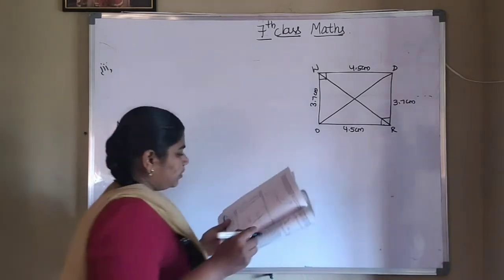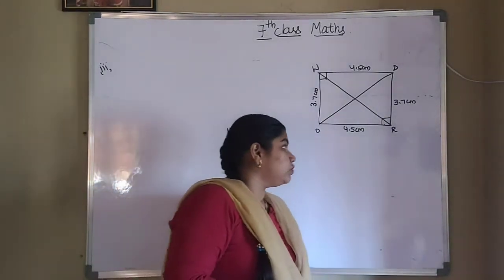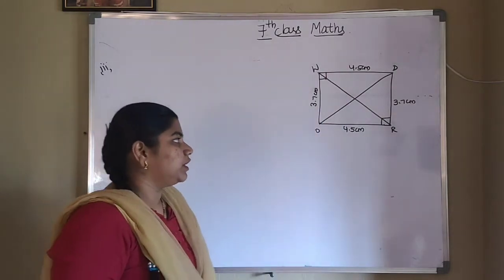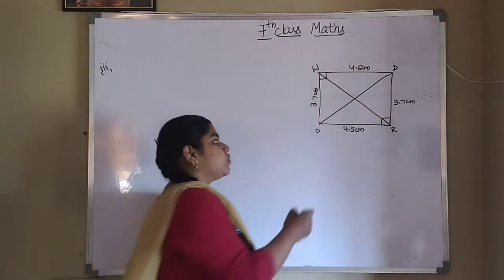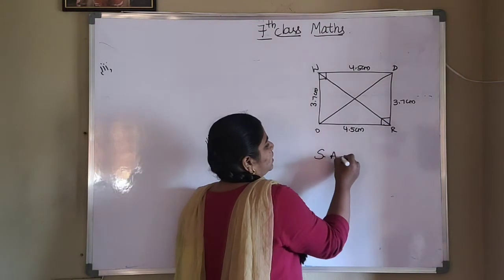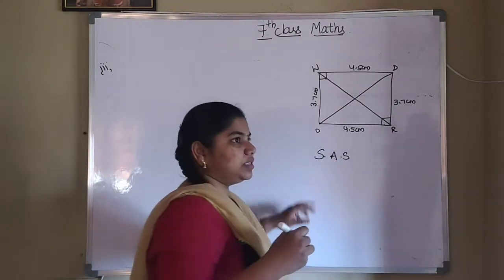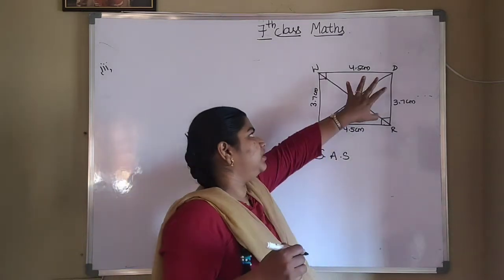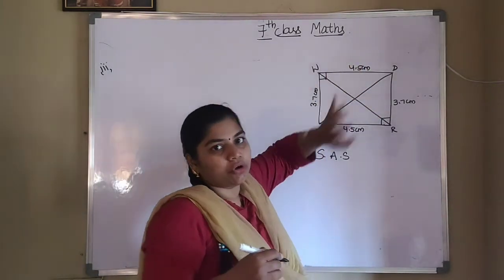So this is a figure. Whether these two triangles in this figure are congruent or not, we have to check. In which congruency are we applying? SAS congruency. What is that congruency? SAS congruency, that is side, angle, side. By using this congruency, we have to check whether these two triangles are congruent or not.